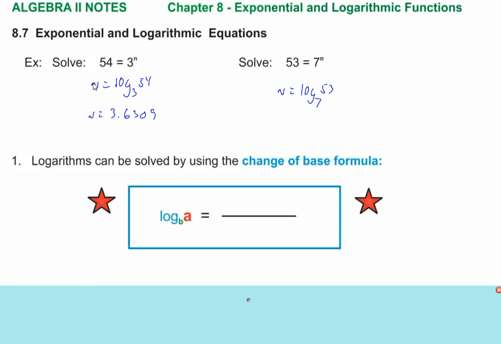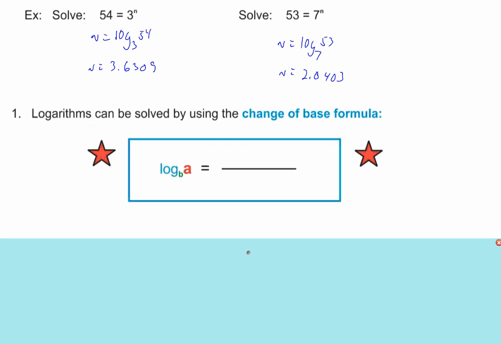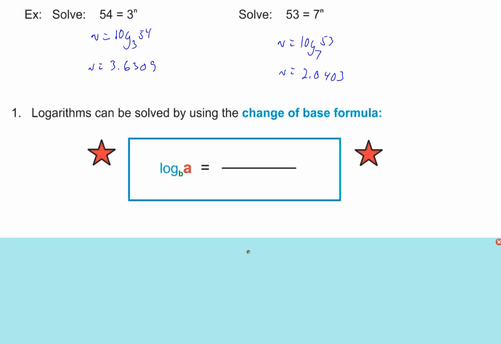That one is 2.0403, if you know what to do with your calculator. Honestly, it's pretty easy. So I got a box and 2 stars, and all you have to do is remember this formula. Really, really easy.